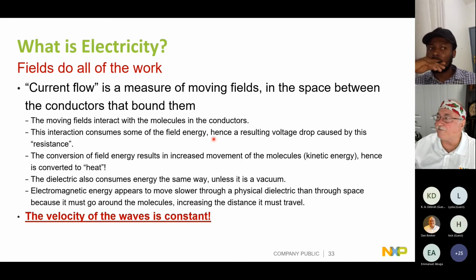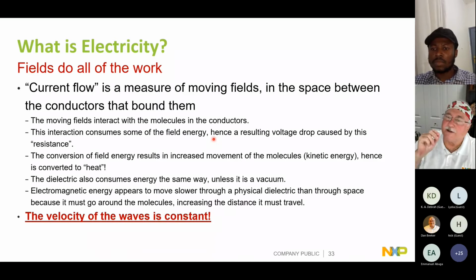Remember, you can only do 3 things with field. One of them is to convert it to kinetic energy. So this bullying of the outer layer of molecules in the conductor is causing a reduction in the total amount of field energy because some of it's being converted into heat. That's what voltage drop is. This resistance is where some of the field energy is converted into kinetic energy or heat. A resistor is a great example of a device that's designed to react to a certain amount of the field energy and convert it into heat.